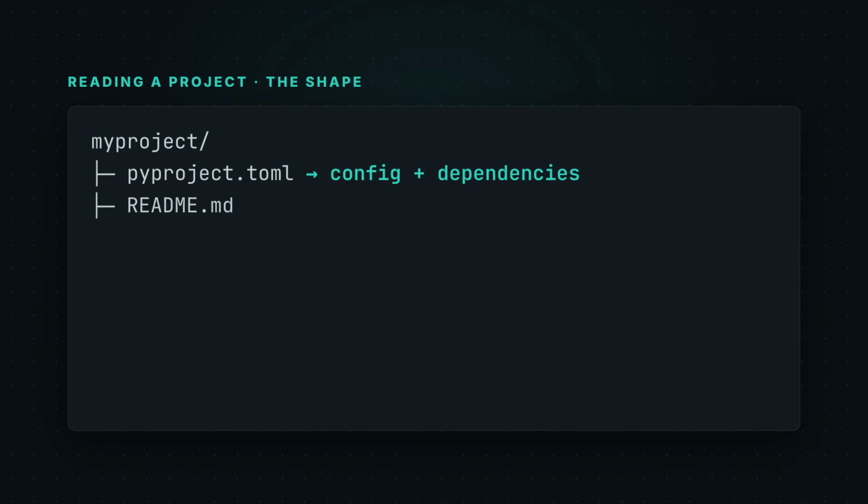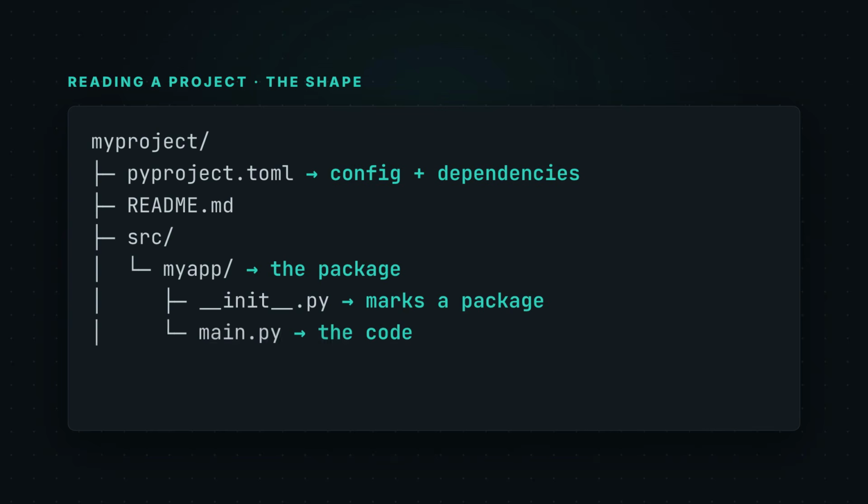Okay, last thing. Reading a project. And here's the little secret. Almost every Python project has the exact same shape. There's a PyProject file. That's your config and your dependencies. A source folder with the real package inside. That dunder init file? It's just saying, hey, this is a package, then your actual code. And a test folder. Learn this shape once, and you never feel lost again.